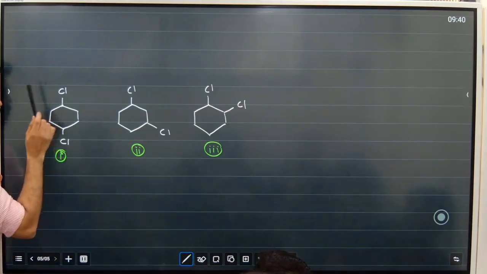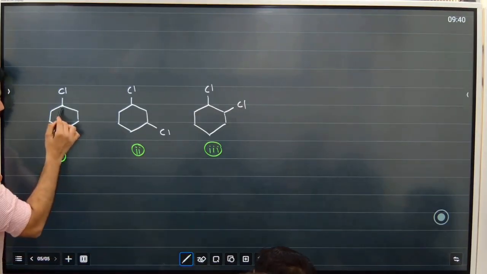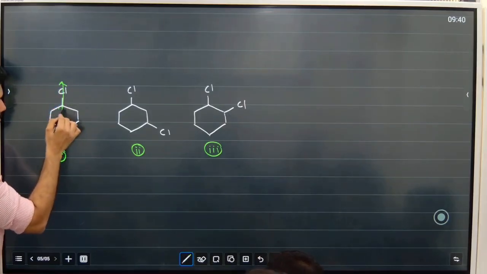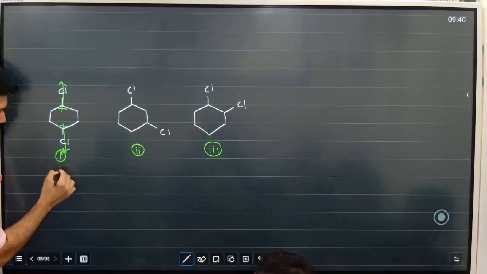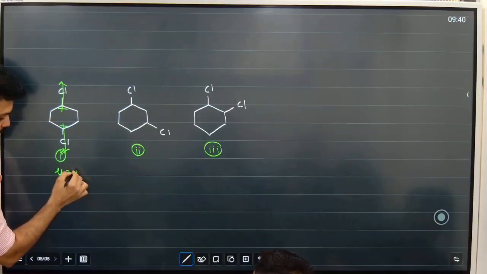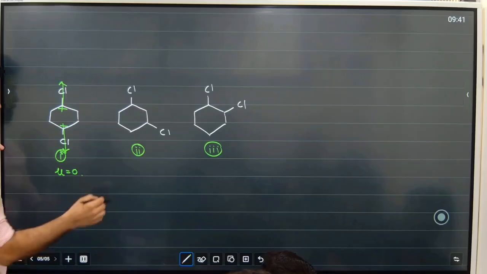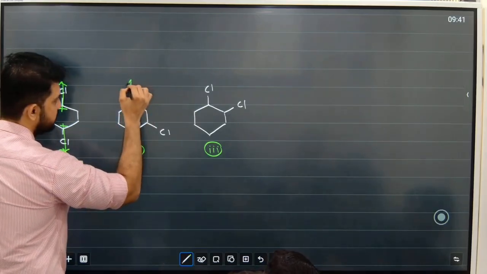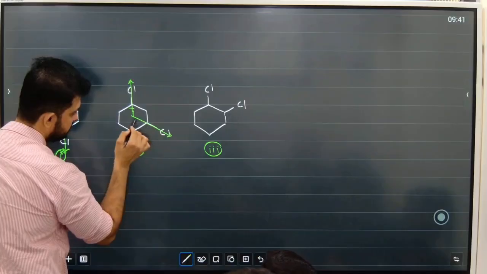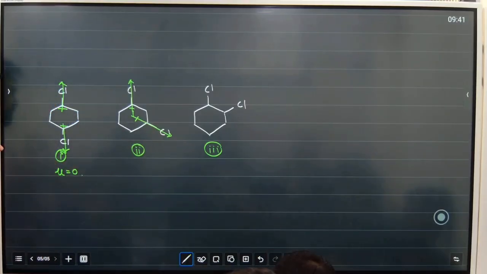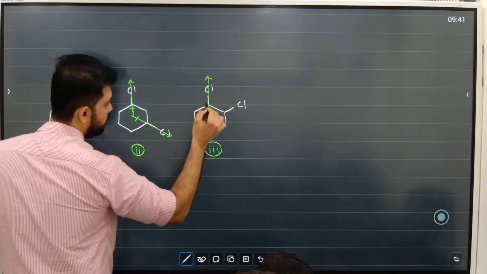Carbon and chlorine, who's more electronegative? So the dipole direction will be upward like this. This one's dipole direction will be down. Net dipole will become 0. What about here? Its dipole is in which direction? This dipole in this direction, and here also both are almost pointing up.